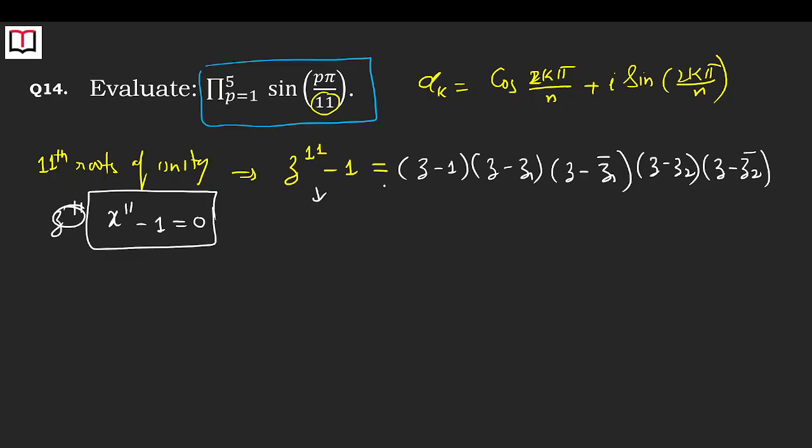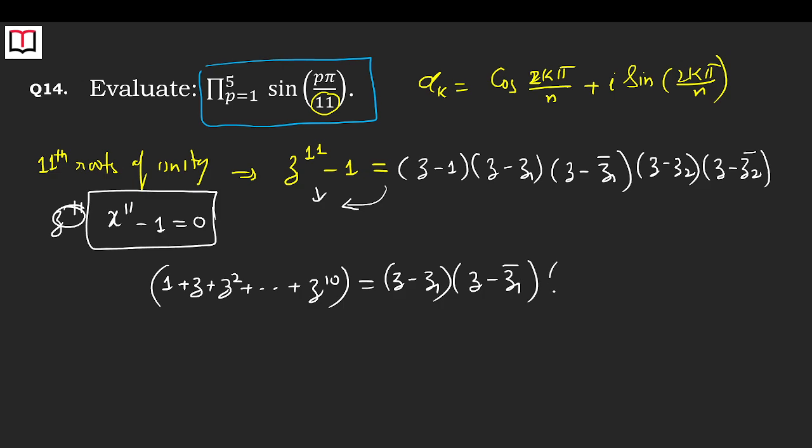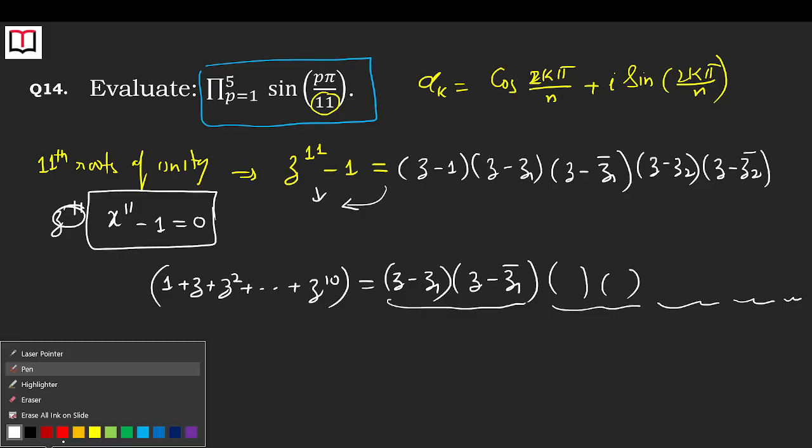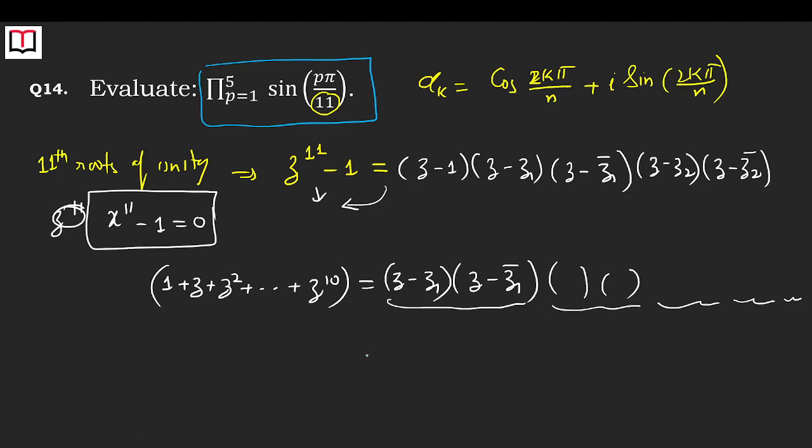Now, if I take z minus 1 this side, we can write it as 1 plus z plus and so on, a sum of 11 terms in a GP. So it's z minus z1. Now I'm just considering this as the first pair. Likewise we will have two pairs, three pairs, four pairs, five pairs. So just analyze only one pair and we'll get what we need here.